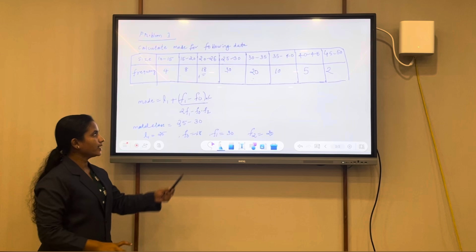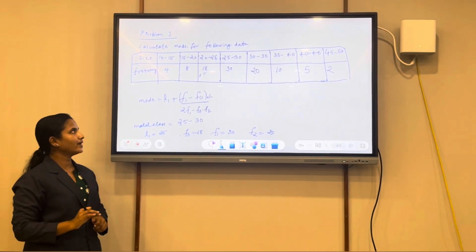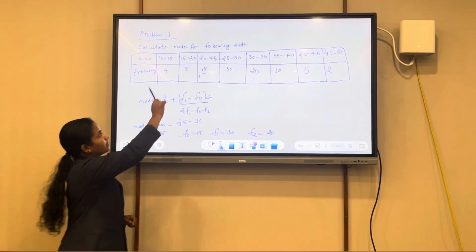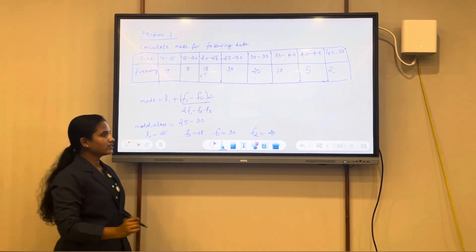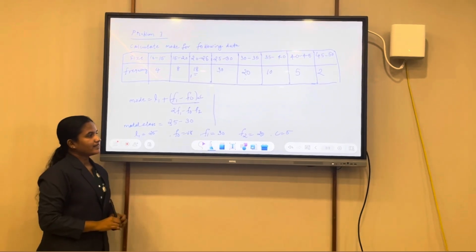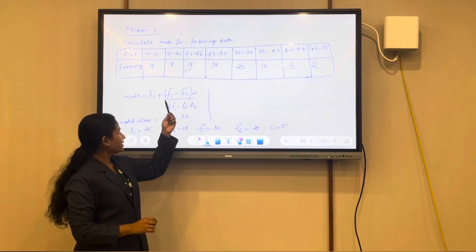And last we have to find out C. C is the class interval. Class interval here: 10 to 15, what is the difference? 5. 15 to 20, what is the difference? 5. So C is equal to 5. Class interval 5. And substitute these values in this equation.